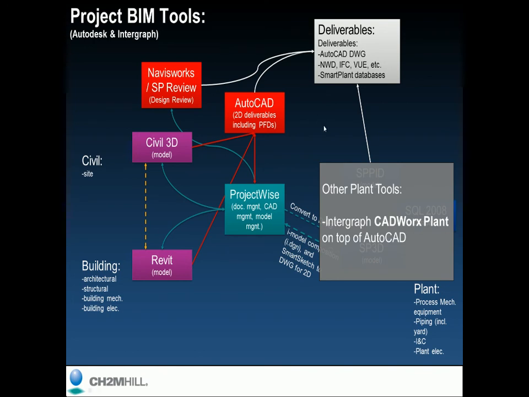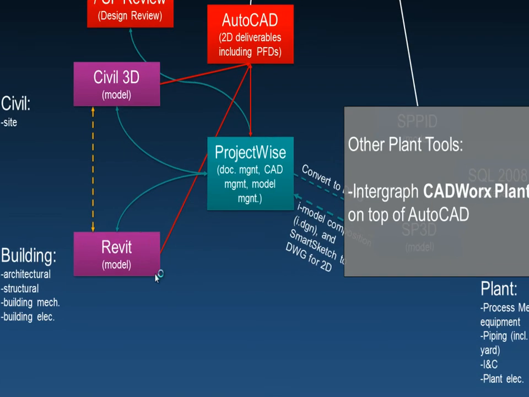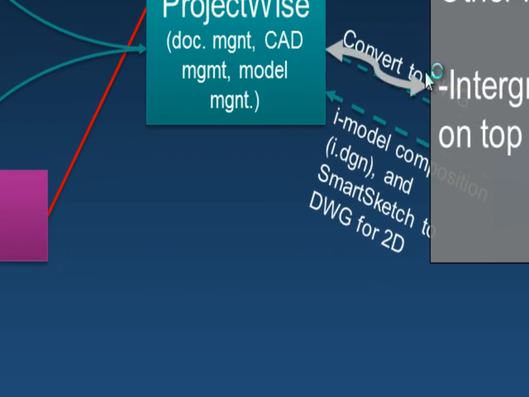We have other plant tools, again, that can come into play here, that being Intergraph's CADWorks Plant, that works on top of AutoCAD. This removes the need to have the Intergraph platform and gives a PNID and piping-based solution to sit on top of the Autodesk suite. That works within ProjectWise, can be referenced directly into Civil 3D, can be linked into Revit, and produce deliverables in AutoCAD.